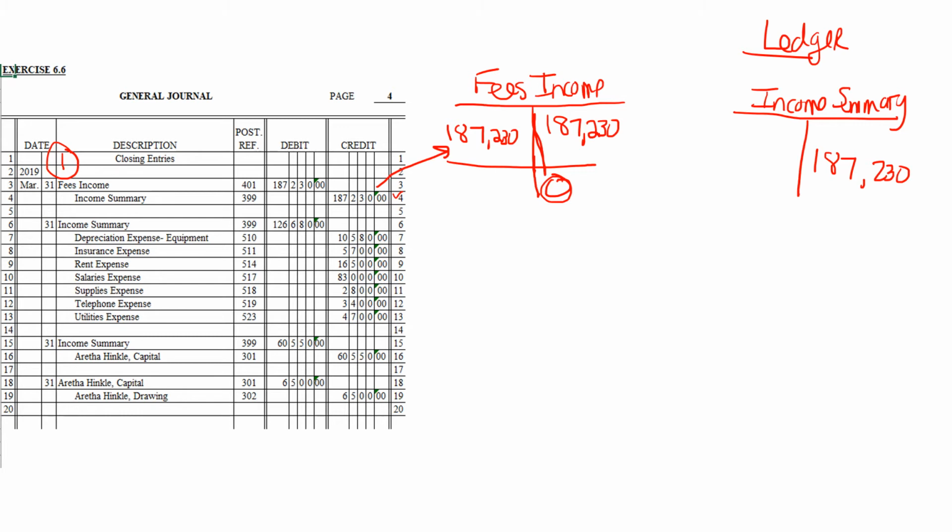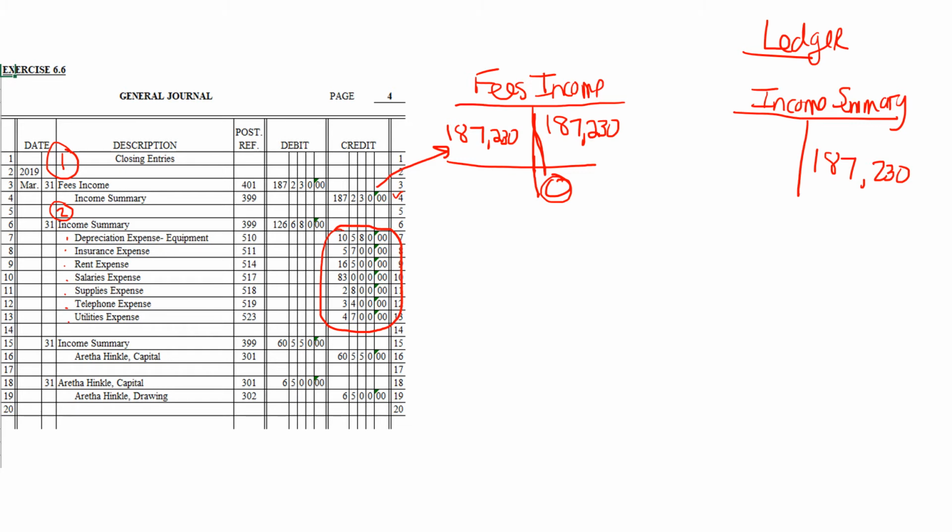All right, now the second group is we're going to close out the expenses. Notice this is a compound entry. You've got depreciation expense, insurance, rent, salary, supplies, telephone, utilities. I'm going to circle all these. This is all of your expenses from the previous page. If you add all those up, your total expenses is $126,680. So here's your journal entry.